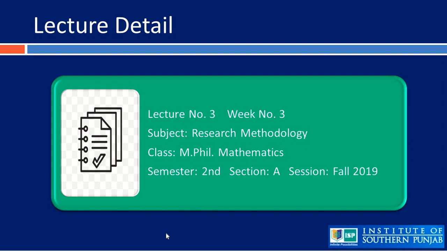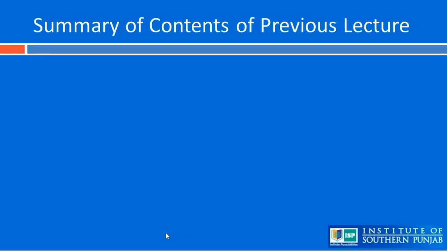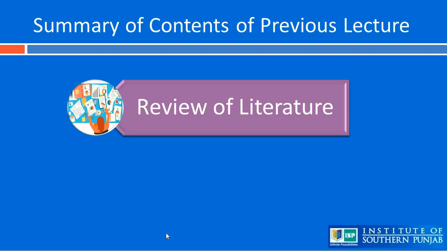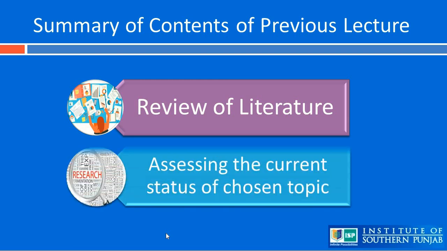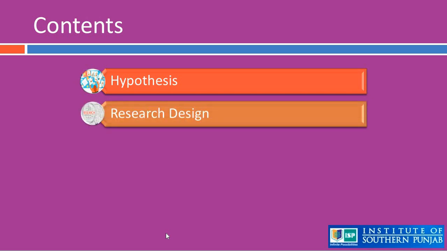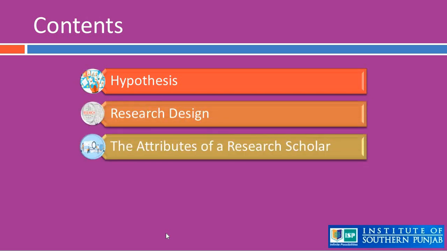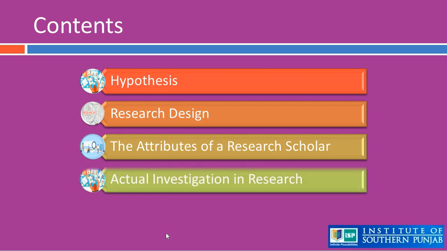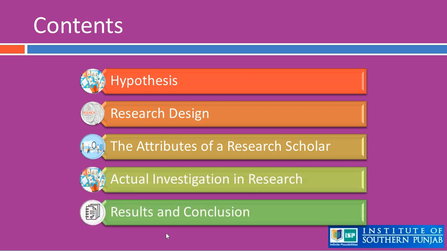In this video we will study lecture number 3 of research methodology. In the previous lecture we discussed review of literature and assessing the current status of the chosen topic. In this lecture we will discuss hypothesis, research design, the attributes of a research scholar, actual investigation in research, and finally results and conclusion.